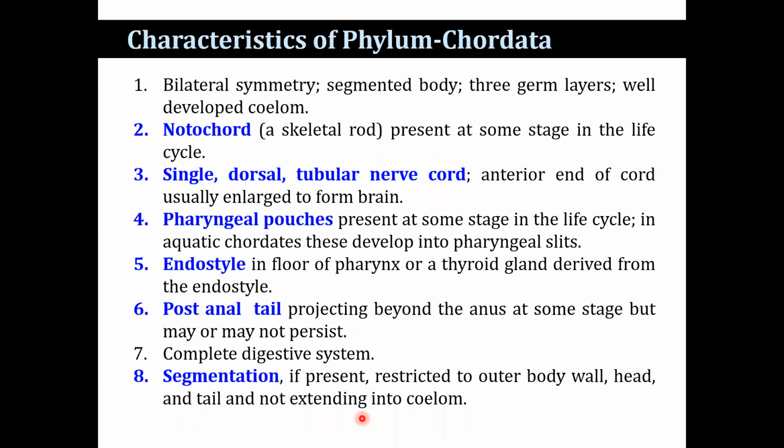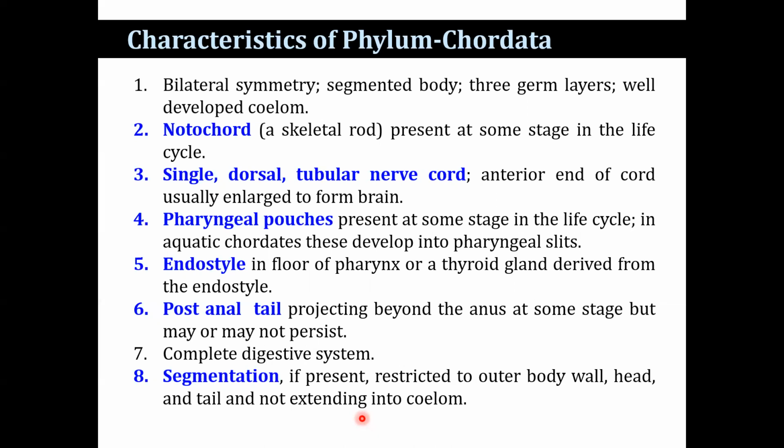So what are the characteristic features of the Phylum Chordata? The chordates show bilateral symmetry, a segmented body, three germ layers, and a well-developed coelom. What are germ layers? Germ layers may be defined as a group of cells that behave as a unit during the early stages of embryonic development and give rise to distinctly different tissues, organs or systems in the adult. In diploblastic animals, the ectoderm and endoderm are present, whereas in triploblastic animals, the mesoderm is incorporated.